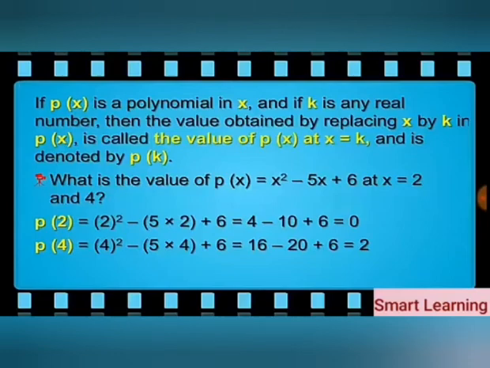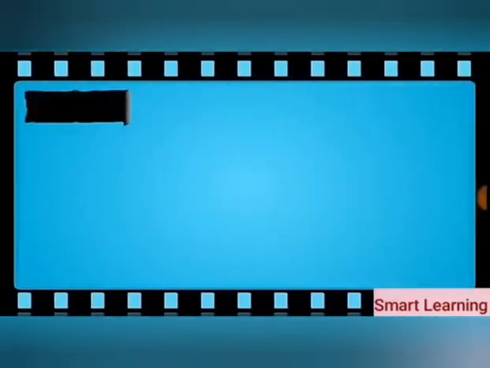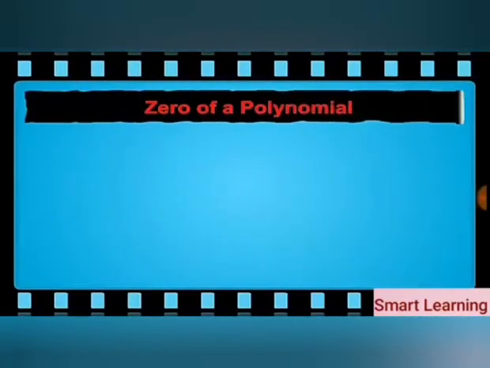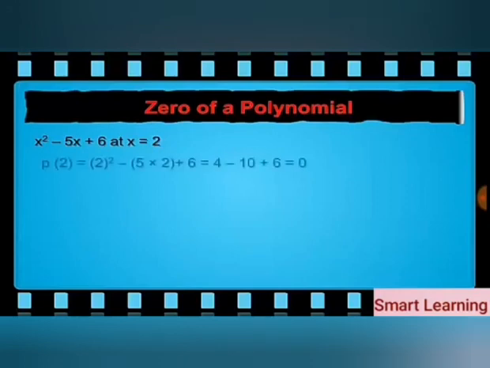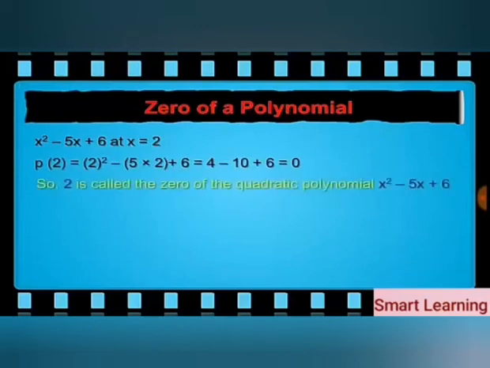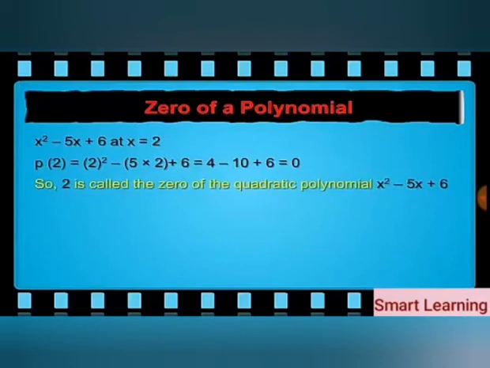We are going to discuss the zero of a polynomial. Here you can see that for the polynomial x square minus 5x plus 6 at x equal to 2, you are replacing the value of x as 2 and now we are getting the answer p of 2 is equal to 0. So 2 is called a zero of the quadratic polynomial x square minus 5x plus 6.